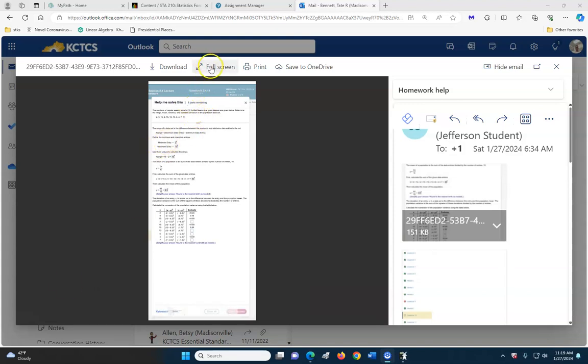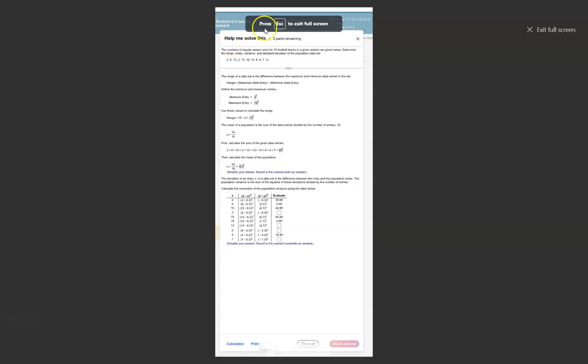Oh, I saw your email. Here it is, 2.4, I guess number 9. If I understand you correctly, you're struggling with how they got this fourth column. The way they got the fourth column is, they just squared this third column.